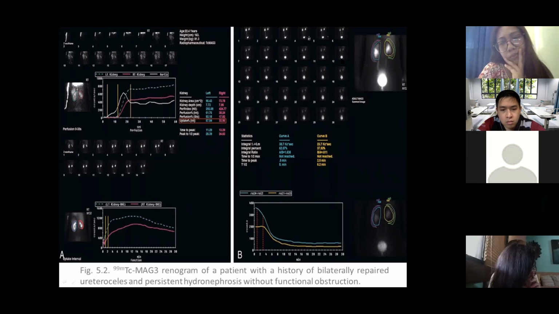Upon administration of IV furosemide, you can see that there is a significant response, as confirmed in the time activity curve, as both collecting systems drain promptly. The half clearance time is 5 minutes for the left kidney and only 6.2 minutes in the right kidney, so indicative of a non-obstructed patulous system.